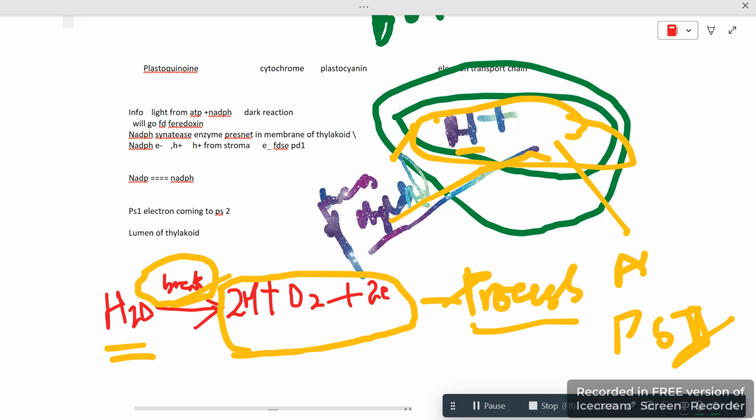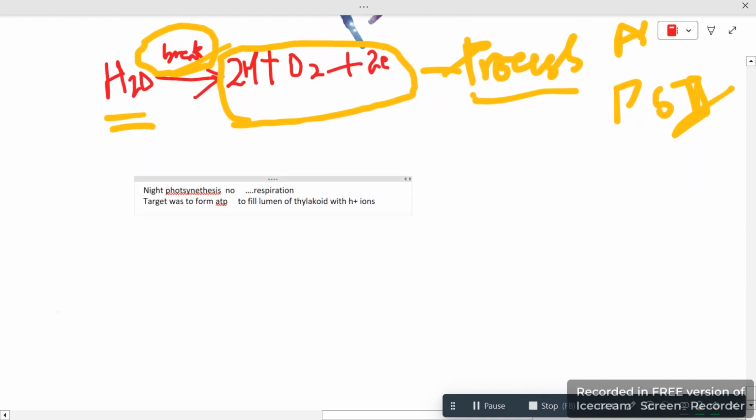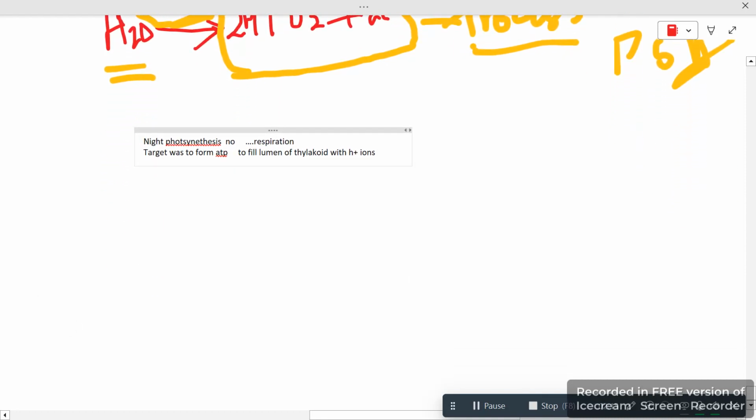In the C3 cycle, three carbon are there, then five carbon will be taken. A lot of processes will happen in the dark reaction as well, which will be our next topic. Then, to fill the lumen of thylakoid with H positive ions, the lumen only needs H positive ions, and our target is only to fill and recover that.